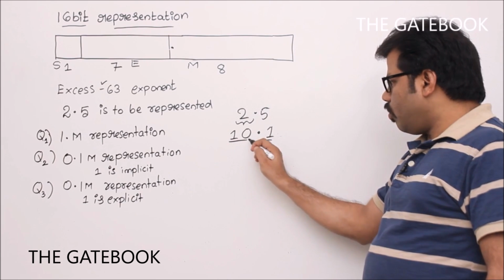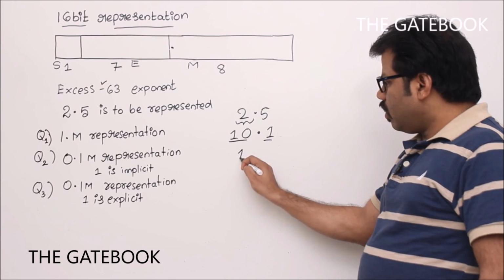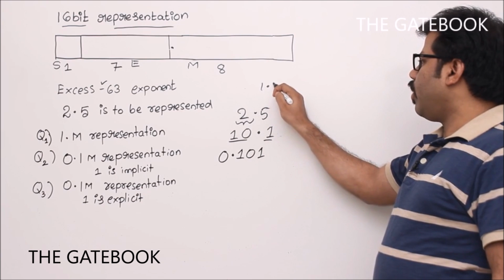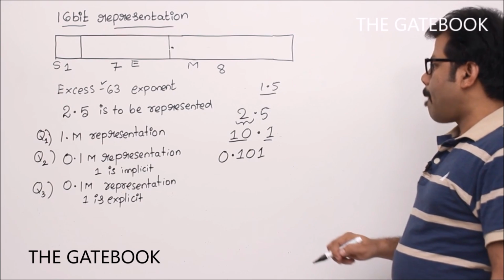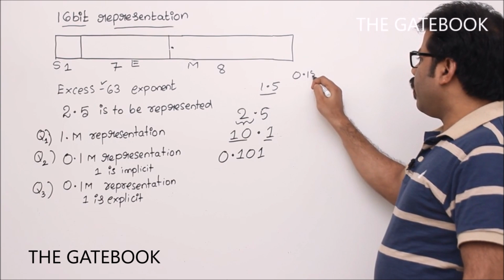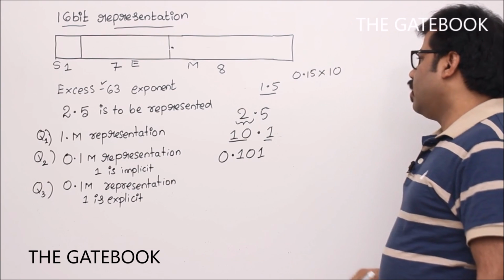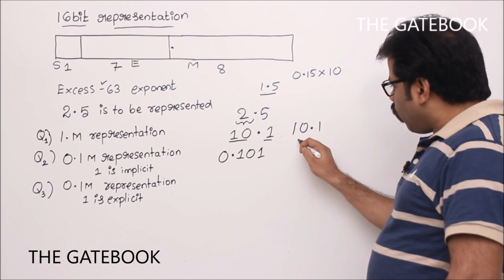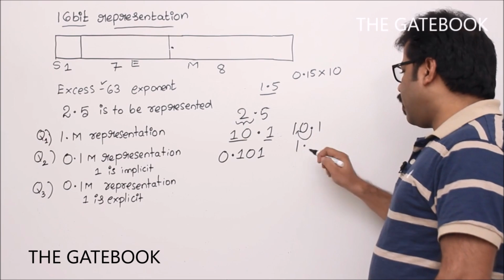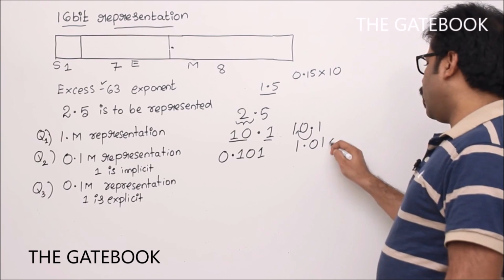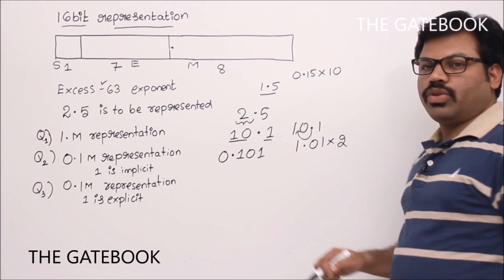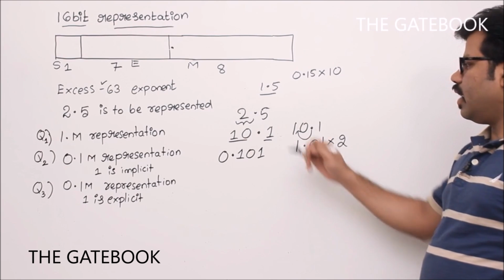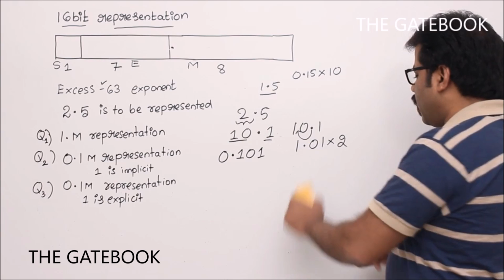So this 10.1 can be written as 0.101. Recall, when you have 1.5, if you want to make it 0.15, then we have to multiply with what? 10, correct? In the same way, if you have 10.1 and you want to make it 1.01, that means shifting the point to the left side to make 1.01, in base 2 we have to multiply with 2. You can check it out. If you multiply this 1.01 with 2, then you will again get 2.5, no doubt.